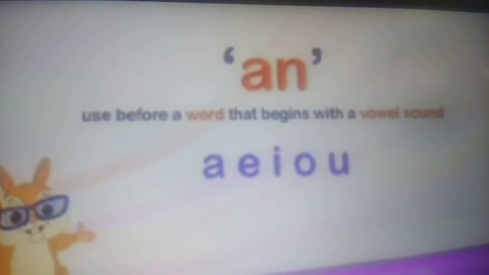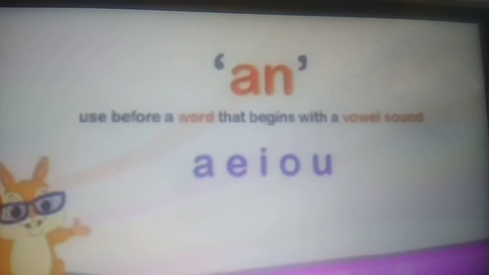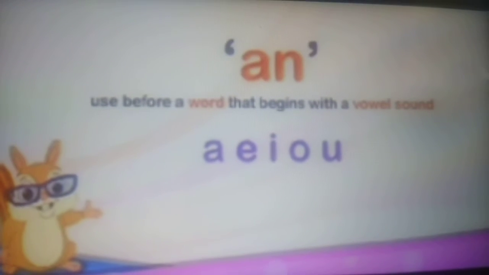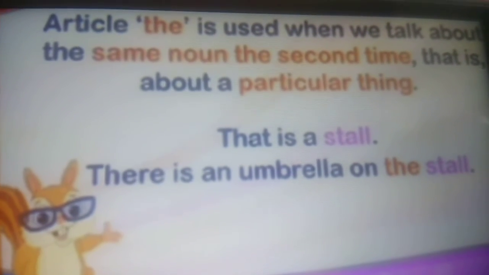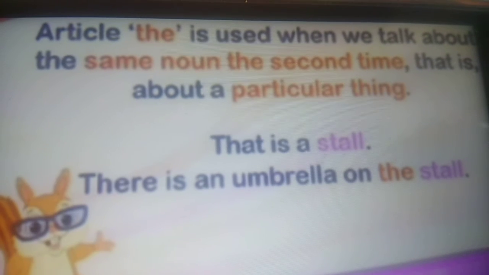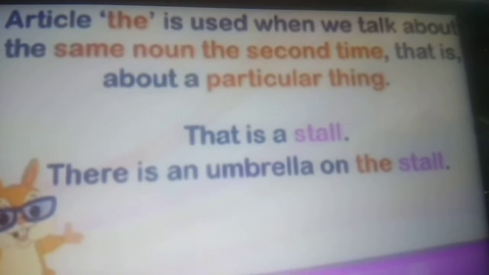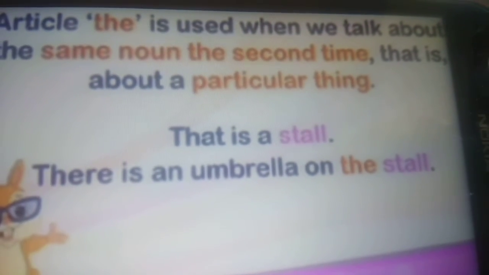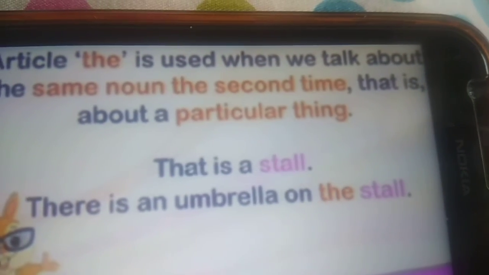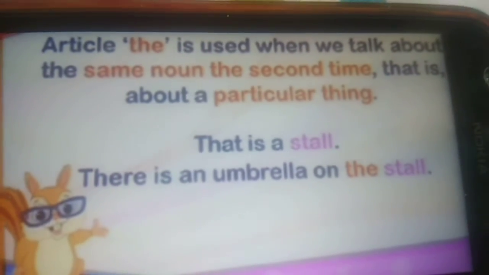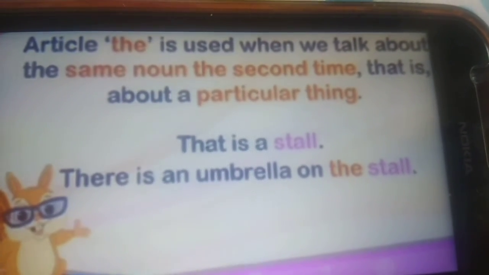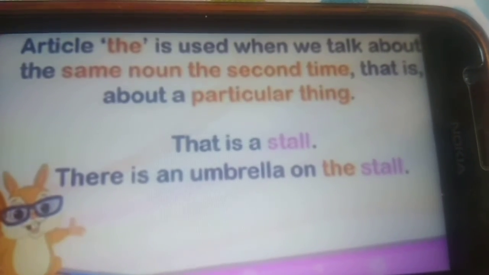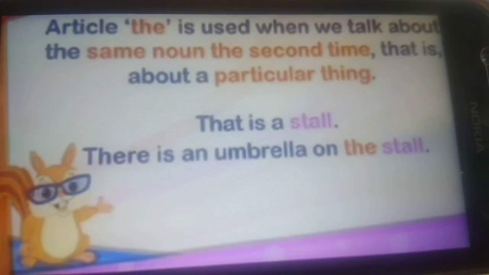An is used before a word that begins with a vowel sound. Okay, children, did you understand? Next, we will learn about the. Article the is used when we talk about the same noun the second time, that is, about a particular thing.